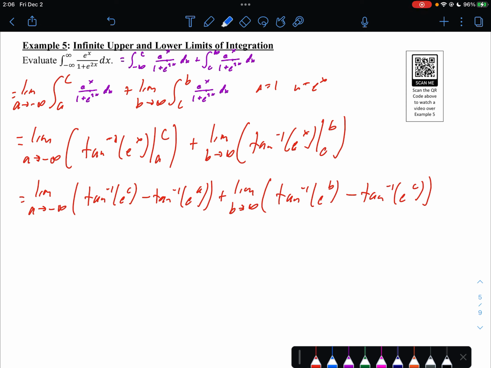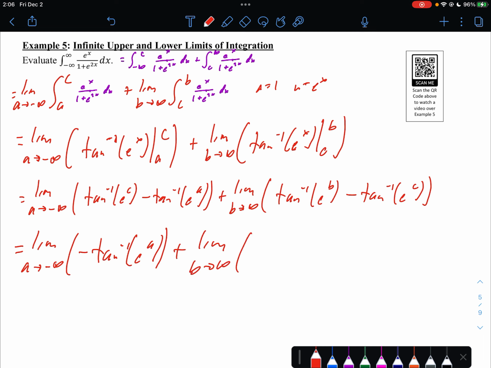Important note here that there's nowhere to put infinity in there. So that's just going to be tangent inverse e to the c. Same thing here. That's going to be tangent inverse e to the c. This one's positive, this one's negative, so those two end up just canceling out. So what we're left with here is limit as a approaches negative infinity of negative tangent inverse e to the a, plus limit as b approaches infinity of tangent inverse e to the b.